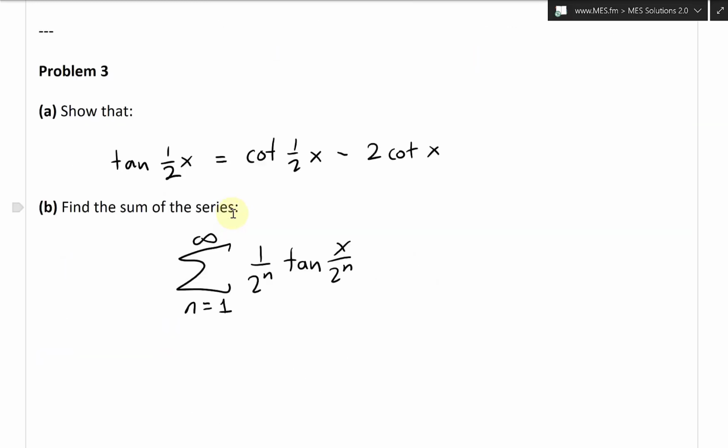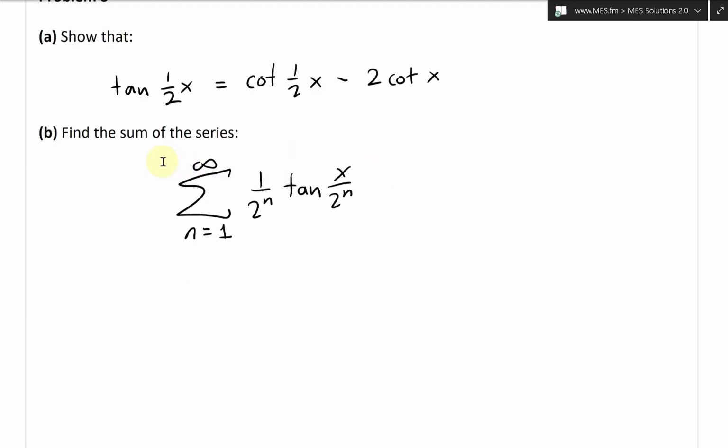Alright, so now let's go to the next problem, and that's problem 3. This has 2 parts. Part A states: show that tan of 1/2 x equals cot of 1/2 x minus 2 times cotangent of x.